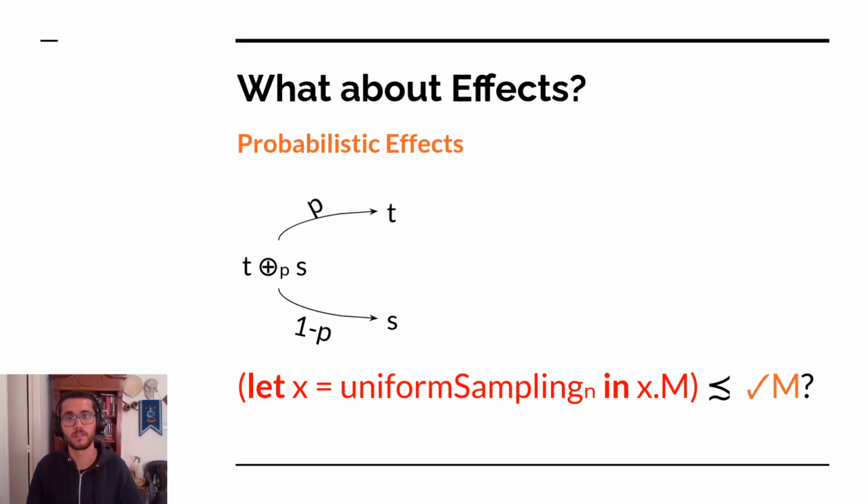Suppose we have a family of uniform sampling functions indexed by the natural numbers, such that uniform sampling n samples a natural number between 0 and n uniformly. So given a closed probabilistic program M, can we prove that sampling a number and not using it in M is improved by just the evaluation of the program M? Can we safely remove the sampling operation? Well, we are going to answer this question in a bit.